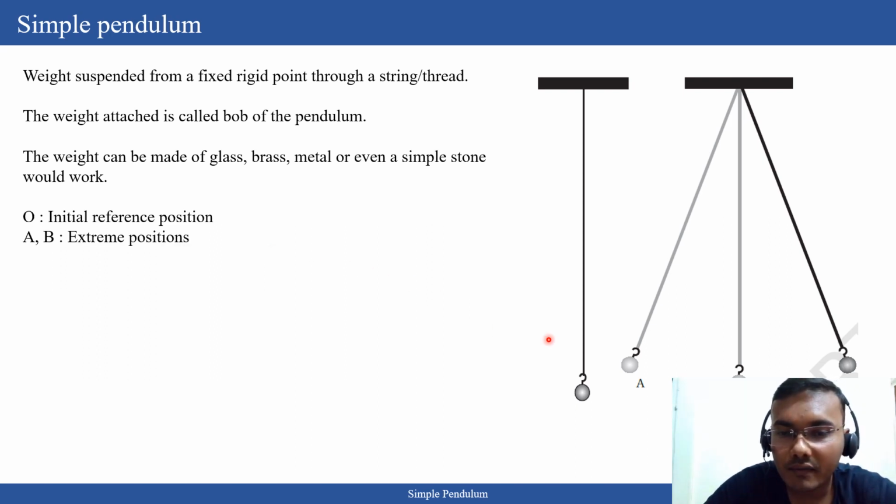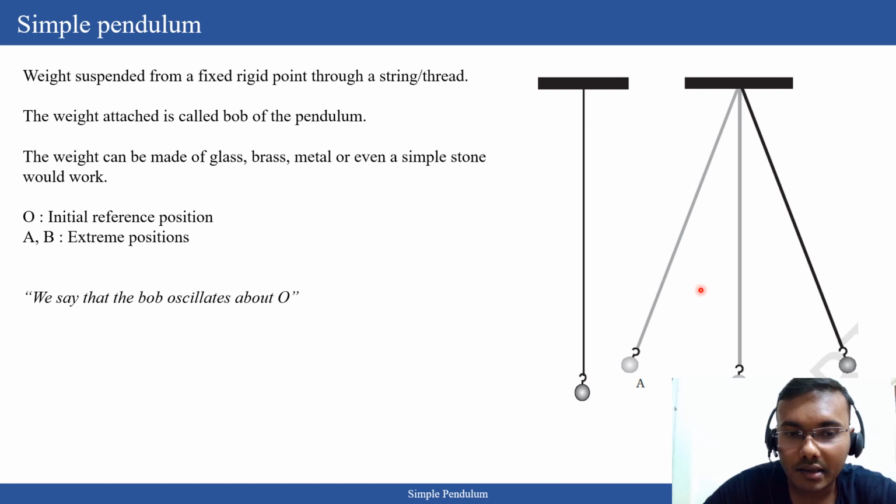So from the figure we say that O is the initial reference position, and positions A and B are the two extreme positions of the setup or the simple pendulum. So we say that the bob oscillates about position O. Like if we displace the bob to A, then it again goes back to O to B, and like this it oscillates about the reference point O.